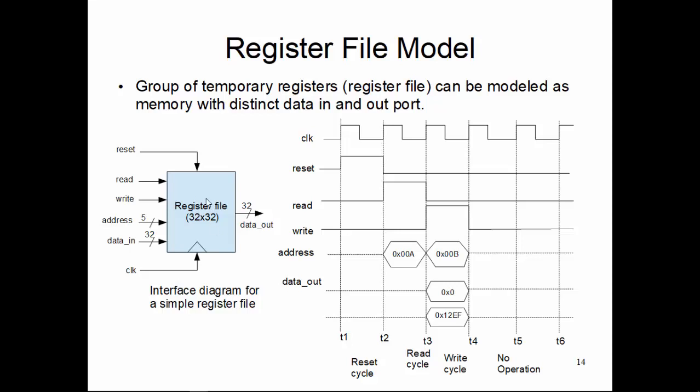The only difference is that in the case of memory, there is one single data bus which is both in and out in nature. For a read operation, it acts as an output signal, and for a write operation, it acts as an input signal. But in the case of the register file, there are two distinct, separate signals: data out, 32 bits, and data in, 32 bits.